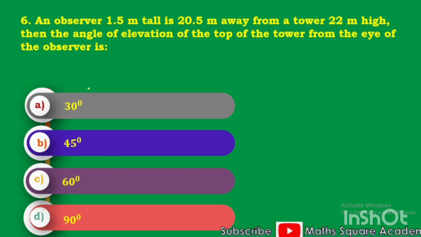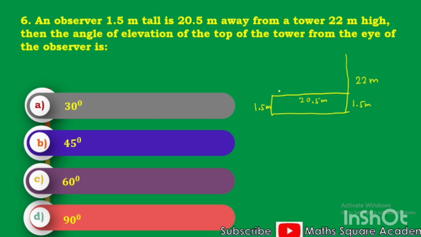Next question, again applications of trigonometry. How can we simplify this one? Here the question is given: an observer 1.5 meter tall is 20.5 meter away from the tower. For example, first you draw the tower here, whose height is 22 meter. Here is a boy standing, whose height is 1.5 meter. This is a parallel line from his eyes, so this is 1.5 meter, right? How far away is he? He is 20.5 meter away from the tower.